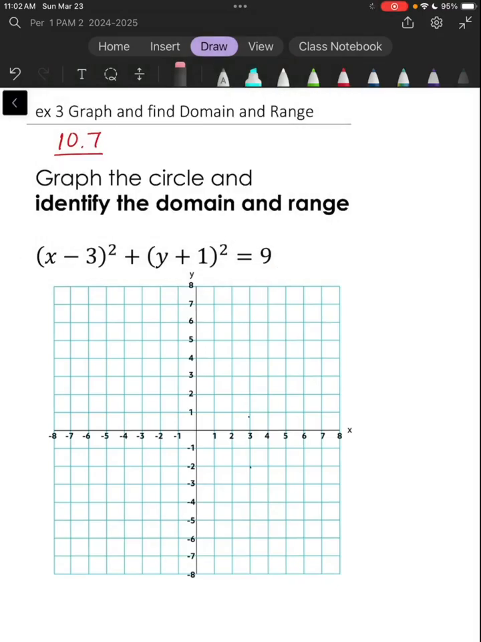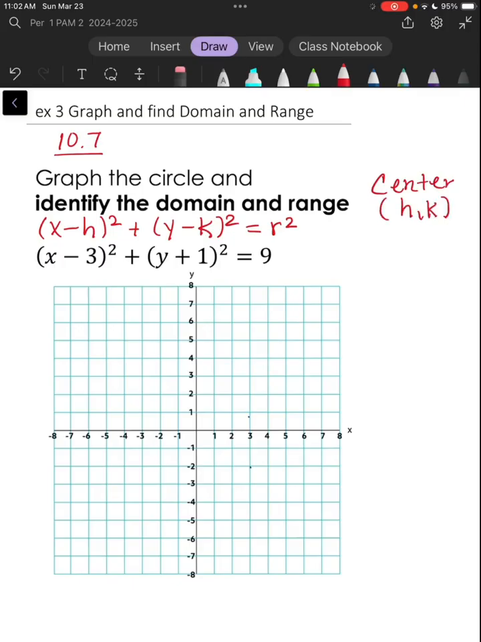So remember that our standard form of an equation for a circle is (x minus h) quantity squared plus (y minus k) quantity squared. That's equal to our radius squared. So when we have something in standard form, it's very easy to identify the center. And remember, the center is at h comma k as an ordered pair.